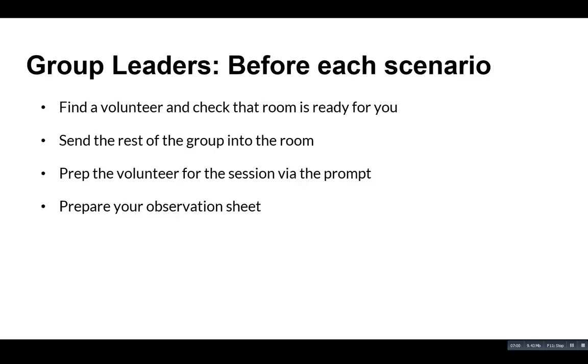In addition, again, finding a volunteer and then checking with the actors that the room is ready. Prior to the scenario, they should also send the rest of the group into the room itself so that the supporters or non-participants within the group can be settled and ready to watch what's going on. Prepping the volunteer again, and then of course preparing your observation sheet. On the sheet itself, it asks what scenario and what individual is completing each of those scenes, so it is important for group leaders to make sure that is complete prior to starting.